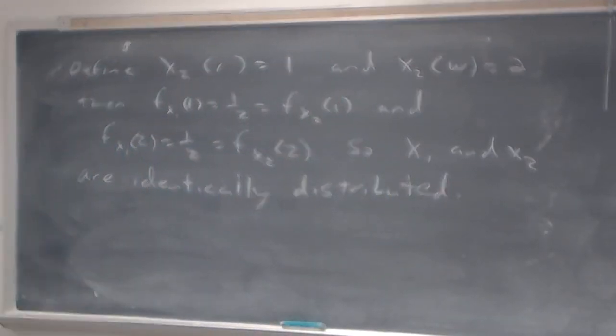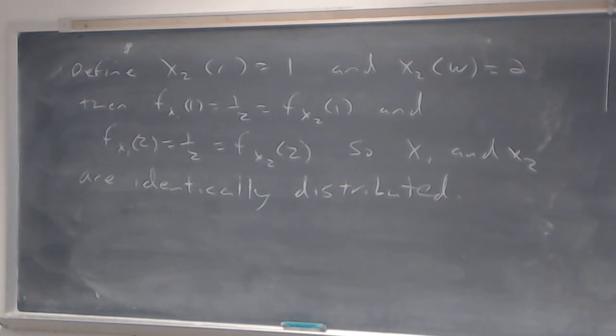One of them is a function working on heads or tails. The other one's a function working on the color of the balls chosen. But the chance of their outcomes being what they are is equal to each other. So that's how they're identically distributed.